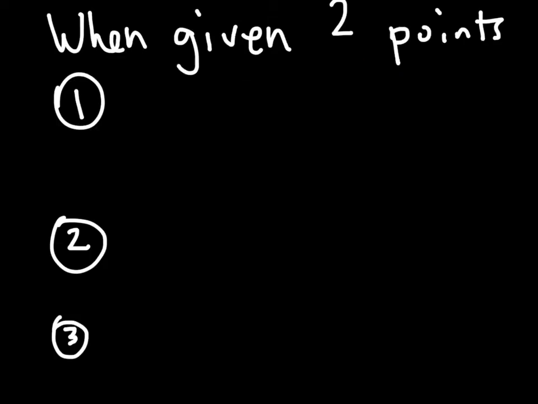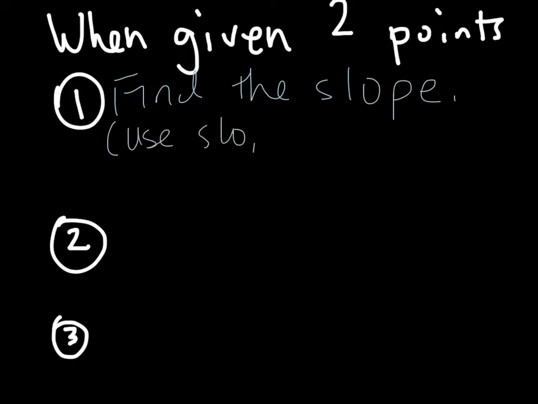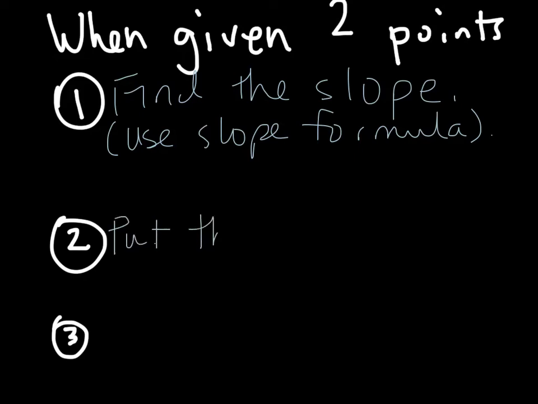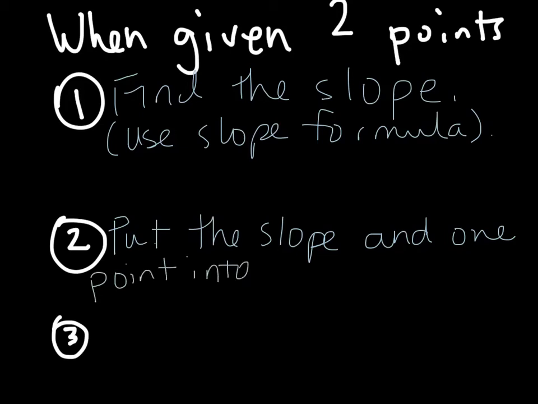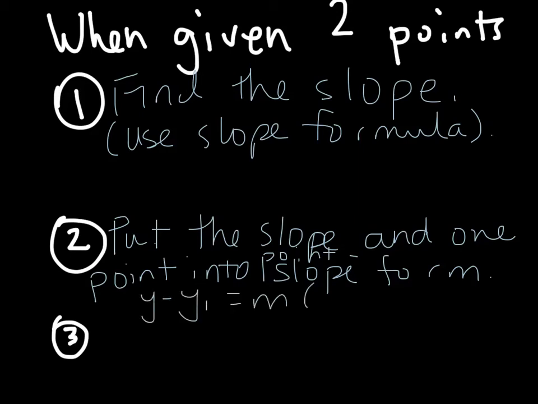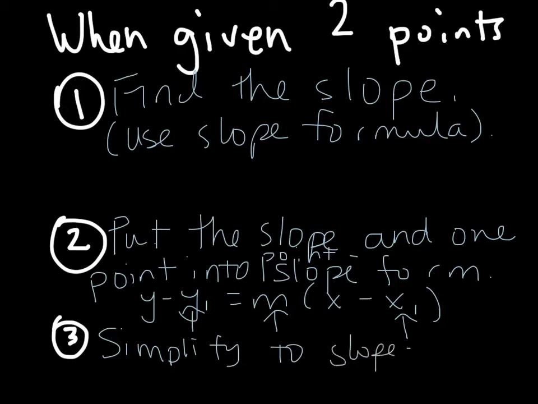All right, what if we're given 2 points though? So the first thing that I'm going to do is I'm going to find the slope. And I'm going to use the slope formula. The second thing that I'm going to do after I have gotten the slope is I'm going to put the slope and 1 point into point slope form. And your point slope form, we'll do an example in a minute, is y minus y1 equals m times x minus x1. And I'm going to fill in for the y1, for the m, and the x1, and then I'm going to simplify to slope-intercept form.